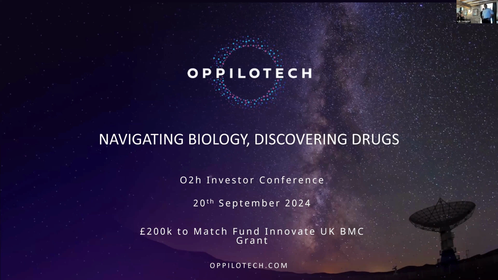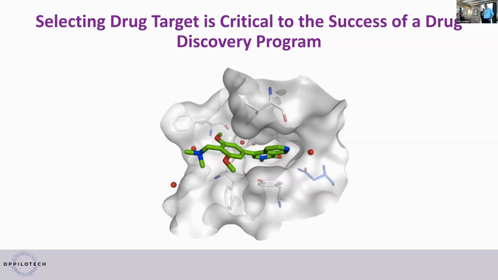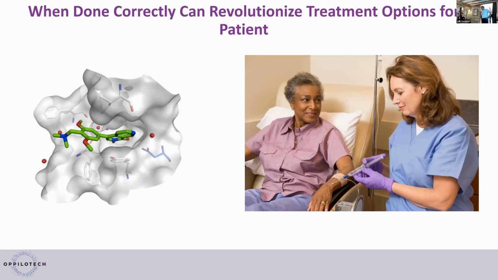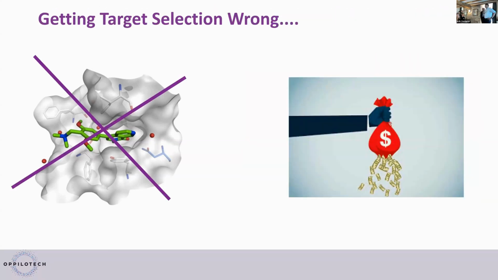On this slide, I think for today's talk, everybody agrees with the statement that selecting the right drug target, the biochemical entity you are developing a drug against, is the key to the success of a drug discovery program. When you get the target right, you can revolutionize treatment options for the patient, but when you get it wrong, it can cost a lot of money, with some failures costing literally hundreds of millions when they're in the clinic.